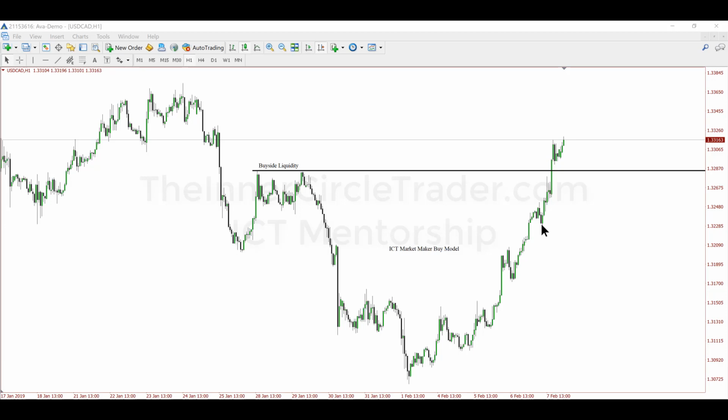I mentioned that we would be looking for an inefficiency, okay, some kind of sell side imbalance, buy side inefficiency, in other words, a liquidity void, basically that is formed with an up move, and we'll look at a lower time frame in a moment. You can see how handsomely dollar CAD performed today.